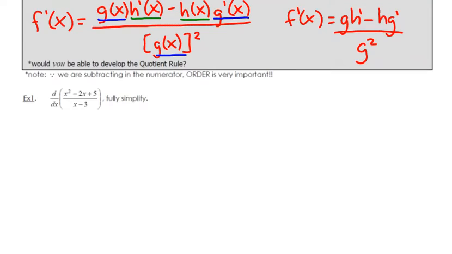So example number 1, they're telling us to take the derivative of this giant function. And what we're going to do is start off with separating h at x and g at x. So I have my blue function and my green function. If you want to, you can always do the derivatives on the side instead of within the work.